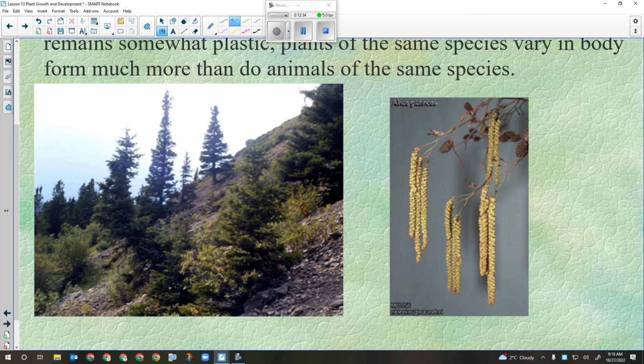So most of these trees have trunks that go straight up. Almost all of them. Except this one. Why is that one's trunk different? I know it's kind of hard to see, the picture's a little dark.